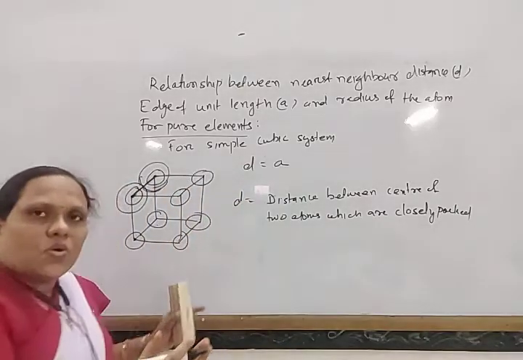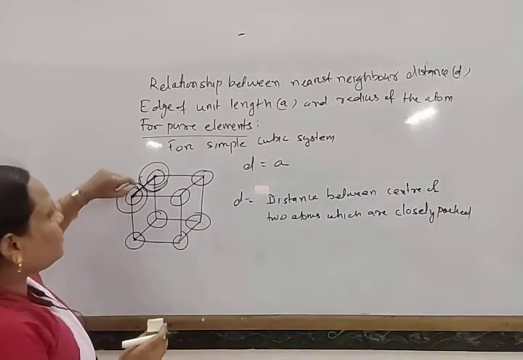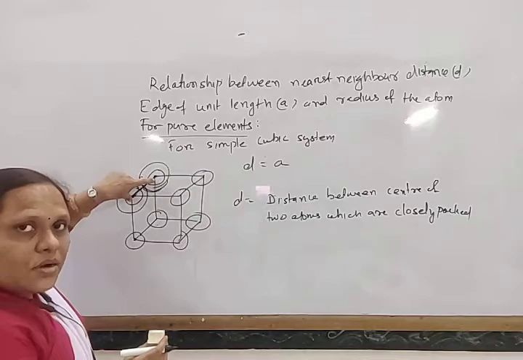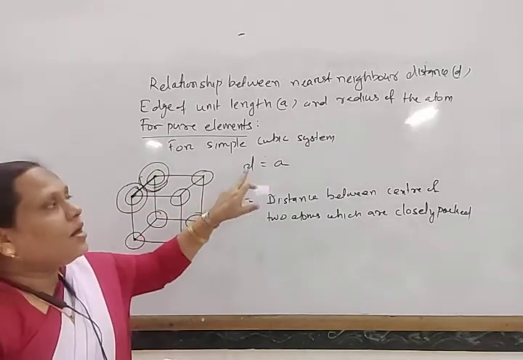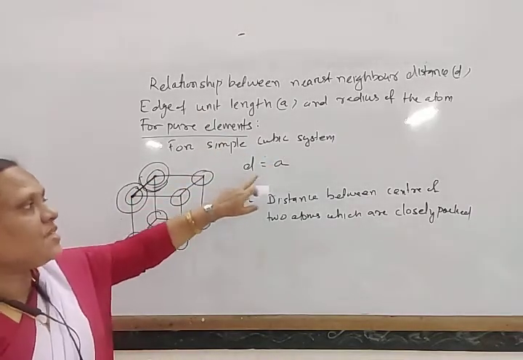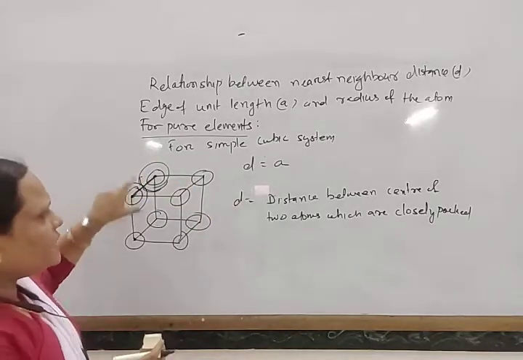If two atoms are closely packed, then what is the distance between the centers of these two atoms? That is known as the distance of nearest neighbor. So in this chart, the cube is arranged.